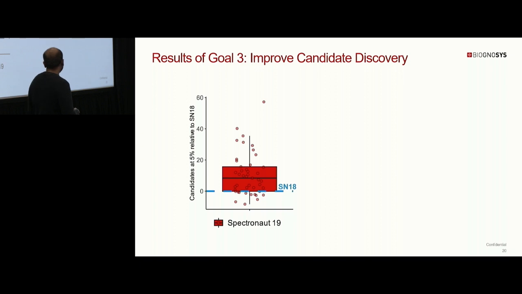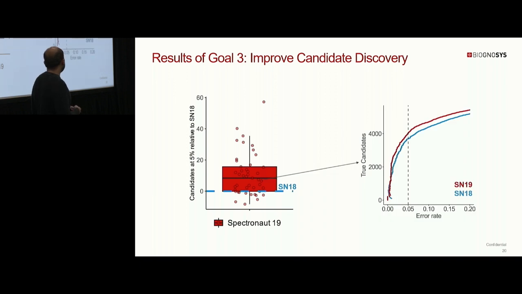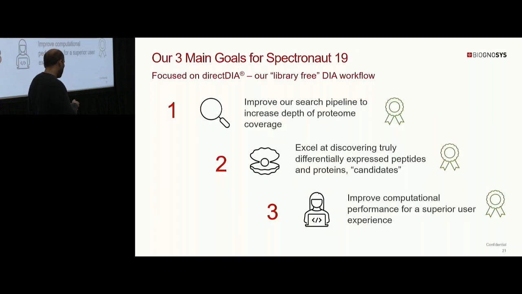And finally, the third goal, which is candidate discovery. So going back to the 60 data sets, if we look at how Spectronaut 19 performs, on average, we get 10% more candidates. And if you looked at an average result, the candidate curve of this is how it would visually look like. As you can see, yeah. So overall, I think we did a good job with meeting our goals. I hope you guys agree as well.